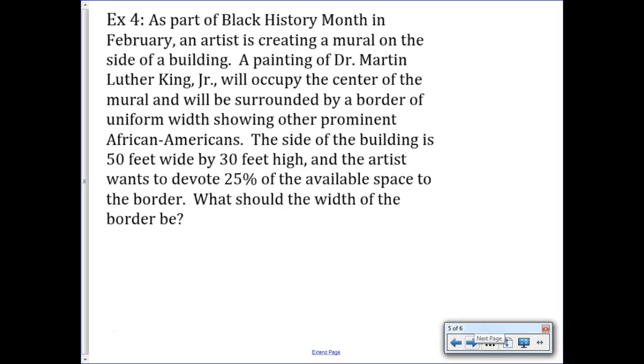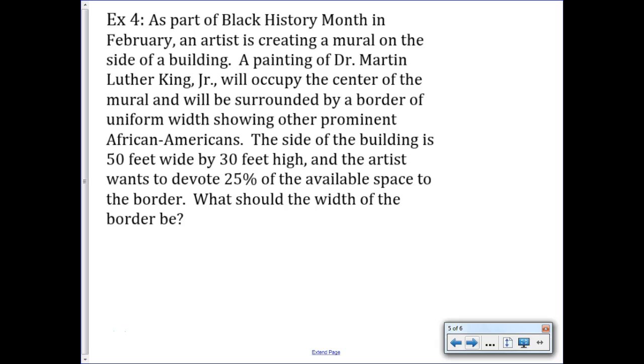All right, so this is a great one that if you have not gotten down, if you have not printed out the notes, you may want to pause the video and write down all of the important information here before we get going on this. This says, as part of Black History Month in February, an artist is creating a mural on the side of a building. A painting of Dr. Martin Luther King Jr. will occupy the center of the mural and will be surrounded by a border of uniform width, showing other prominent African Americans. The side of the building is 50 feet wide by 30 feet high, and the artist wants to devote 25% of the available space to the border. What should the width of the border be?